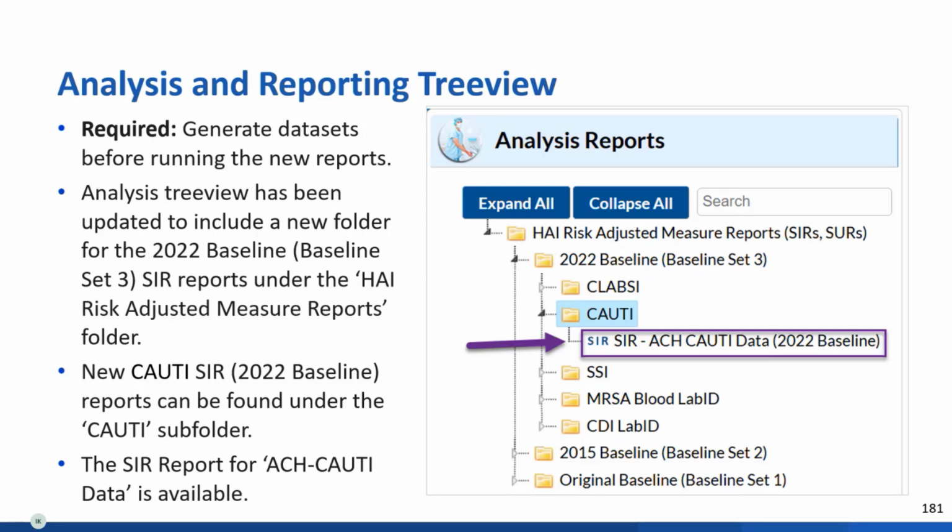The analysis tree view has been updated to reflect the 2022 baseline changes. You will now see a folder labeled Baseline Step 3 under the HAI Risk Adjustment Measures Report section. This addition organizes the 2022 baseline report separately from the previous baseline, which helps streamline the navigation and avoid confusion when comparing data across timeframes. If you're specifically working on CAUTI data, you'll find the new CAUTI SIR, the 2022 baseline, reports within the dedicated CAUTI subfolder. This is where all updated CAUTI risk-adjusted reports are housed.